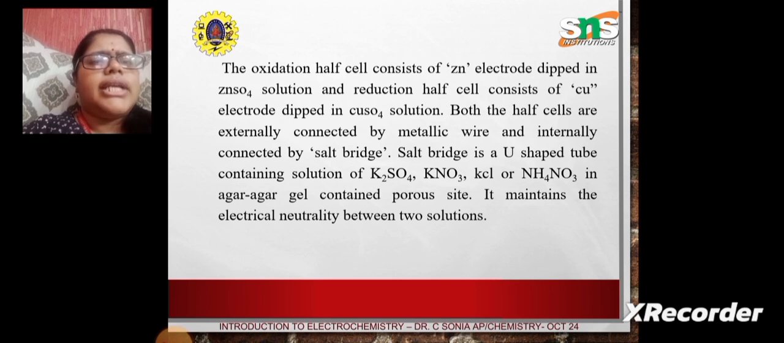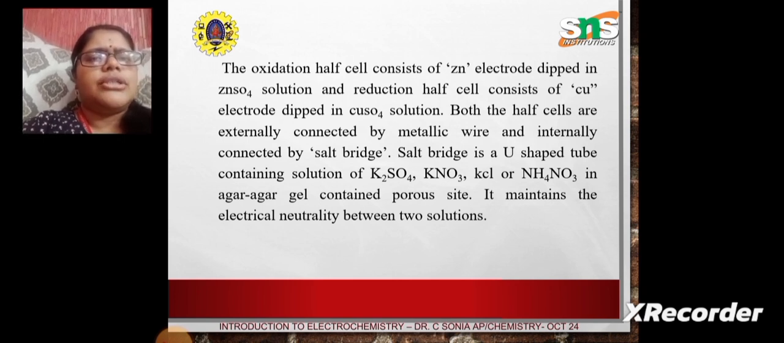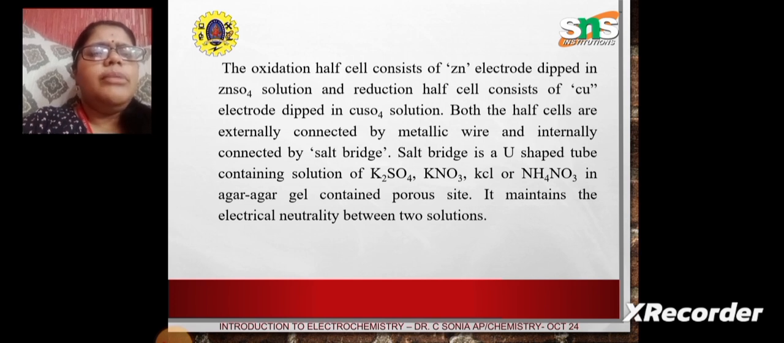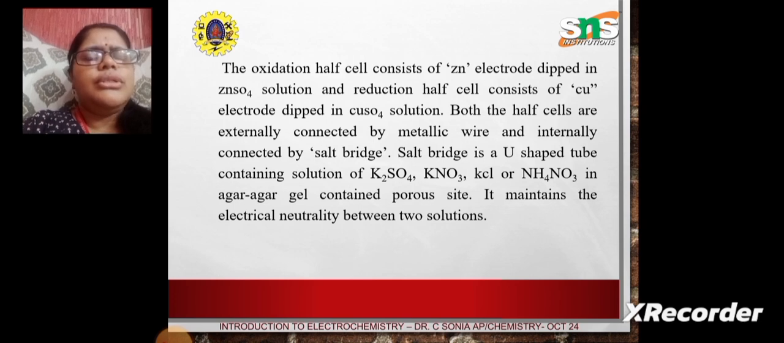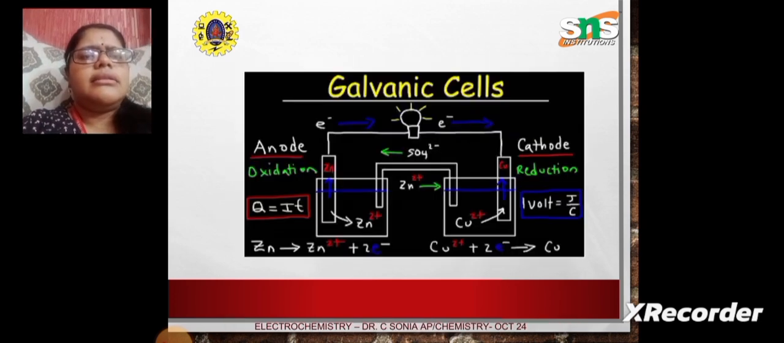Both the half cells are externally connected by a metallic wire and internally connected by a salt bridge. So we have to know what a salt bridge is. A salt bridge is a U-shaped tube containing a solution of potassium sulfate, potassium nitrate, KCl or ammonium nitrate in agar-agar gel containing porous sites. Why is this salt bridge used? It is used to maintain electrical neutrality between the two solutions, right? So in this case we are having the KCl.